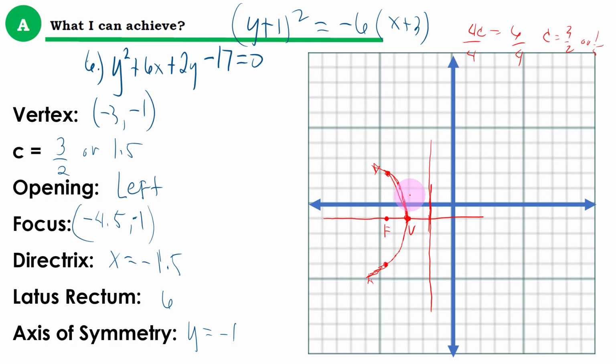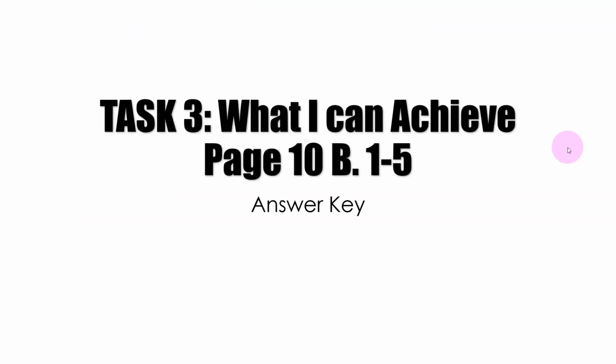So, ang total points po natin, since this is 1 to 6 times 10, 60 points po tayo dito. 60 points. Okay? So, next activity. Okay, so for task number 3, what I can achieve, page 10, B, 1 to 5. This is your answer key.